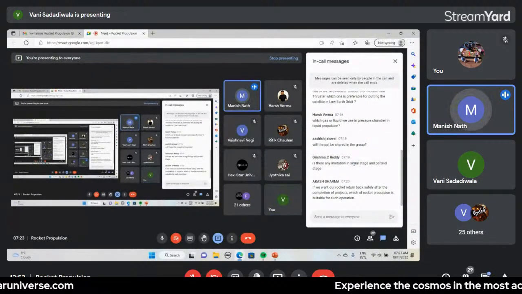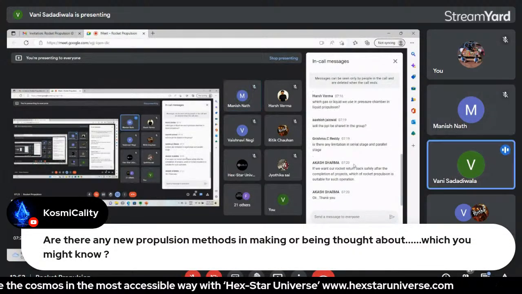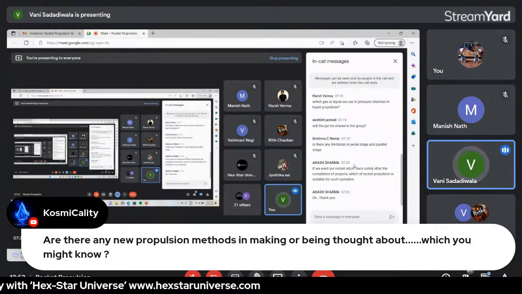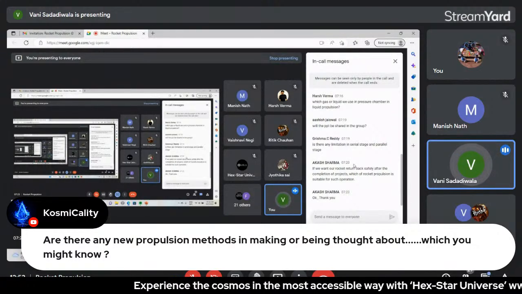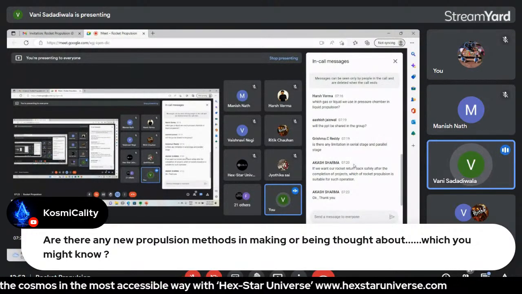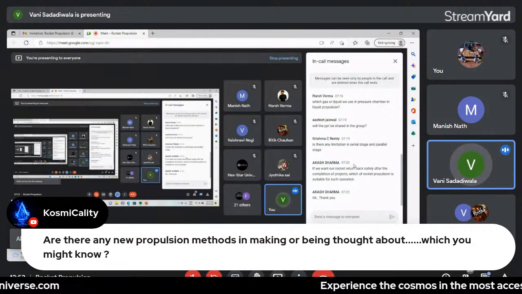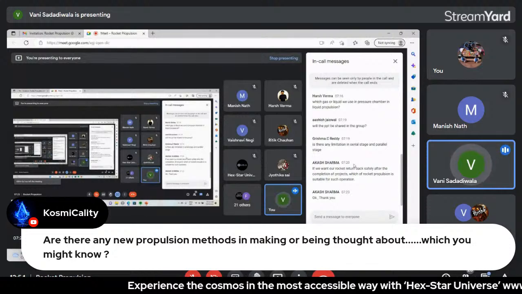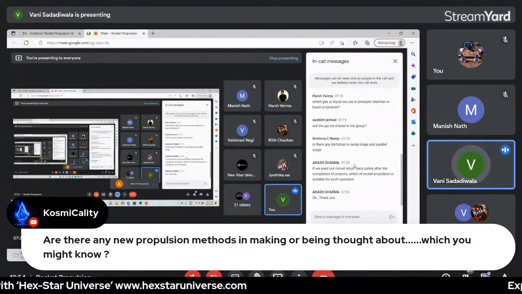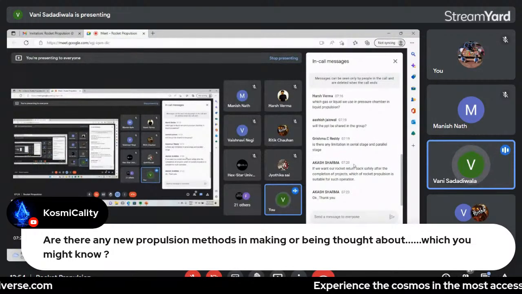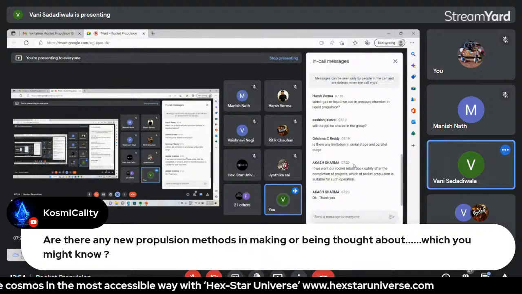Okay, so on YouTube, Cosmicality has asked, are there any new propulsion methods in the making or being thought about which you might know? Yes, as far as I know, currently there is a certain amount of modification happening in terms of the intake geometries of the electric propulsion type. Scientists are working on the idea of reducing the intake geometry area and using only the residual remains which are present in the atmosphere near the orbital section. It will eliminate the storage of propellant, and the rocket can go without any propellant being carried inside. It will basically work on the intake and suction of the residual particles present in the atmosphere. This is the major discovery which is being put forward.